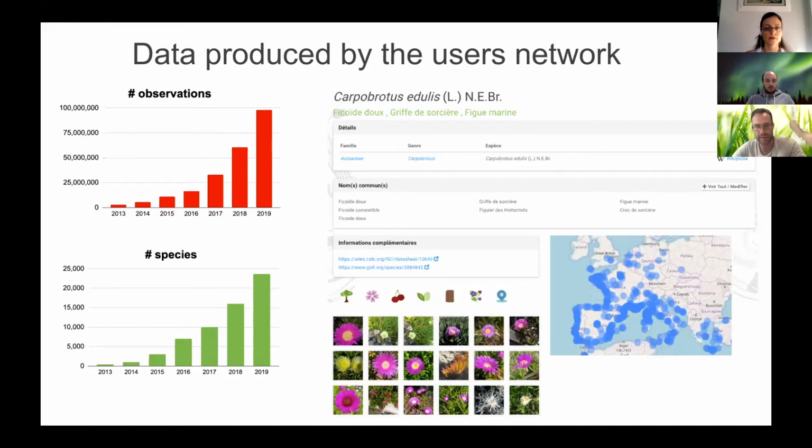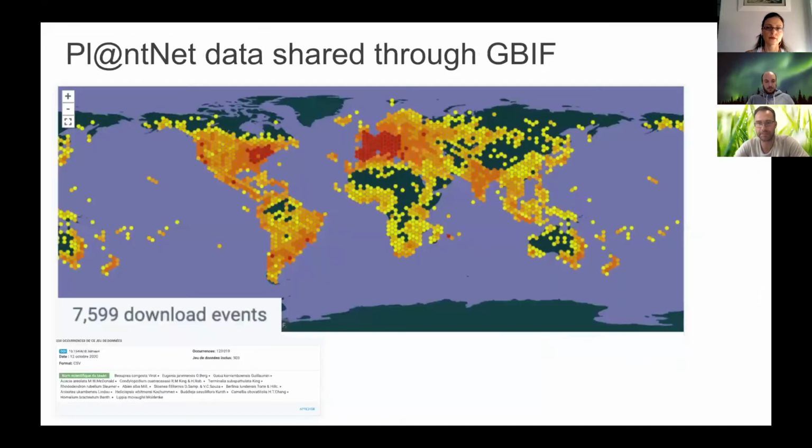As you can see, the number of collected observations is growing very fast along the years with the amount of users increasing. And so the network produces more and more data about plant biodiversity.